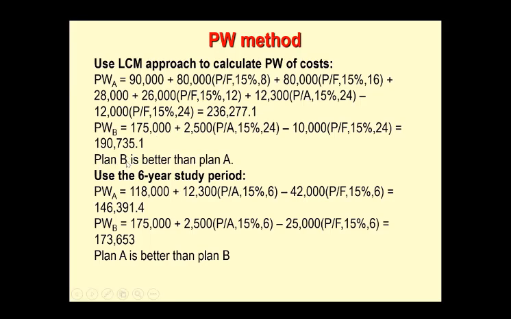Now compare and select. You can see that plan B is better than plan A because the present worth of cost is less than that of A. That is the way to use the least common multiple approach to calculate and compare alternatives.